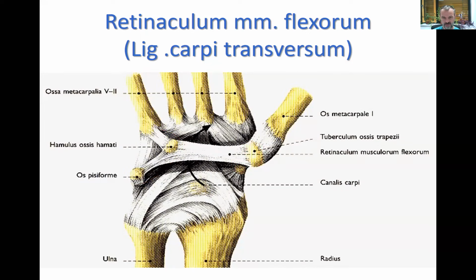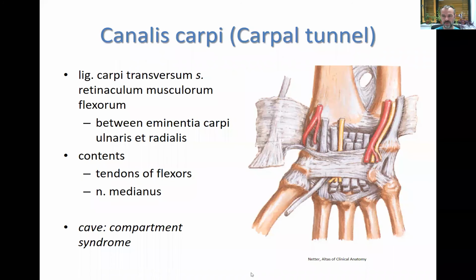And in between these, that means ventrally the retinaculum, laterally and medially eminentia, and dorsally the palmar ligaments of the carpal bones, it forms a carpal tunnel. In Latin, canalis carpi. In English, usually carpal tunnel, sometimes carpal canal. And you can see the eminences here.